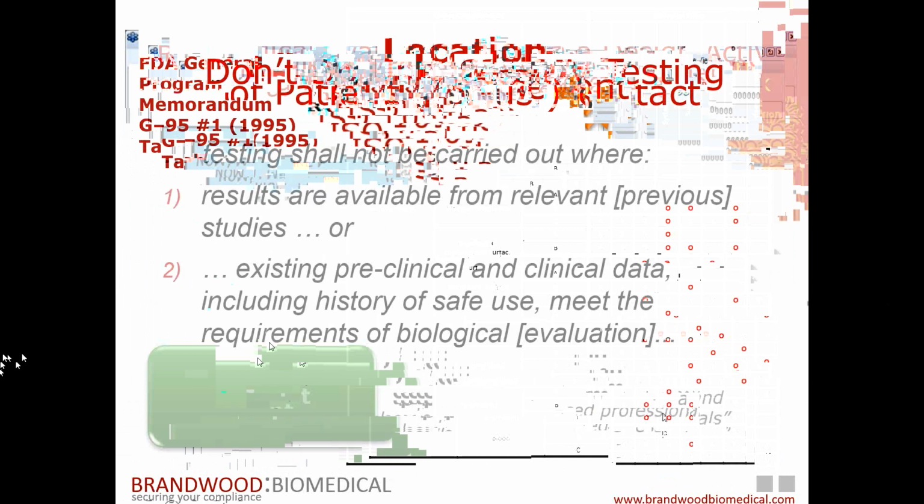So the standard actually considers this. Clause 6.2.1 of the ISO Part 1 standard says testing shall not be carried out where results are available from relevant previous studies or existing preclinical and clinical data, including history of safe use, which demonstrates that the device meets the requirements for biological evaluation. So the standard itself completely considers this, that we don't actually necessarily need to do all the testing. So how do we deal with that? And the answer is that we need to conduct our biological evaluation within a risk management framework as set out in ISO 14971. And the rest of this presentation I'm going to look at that.